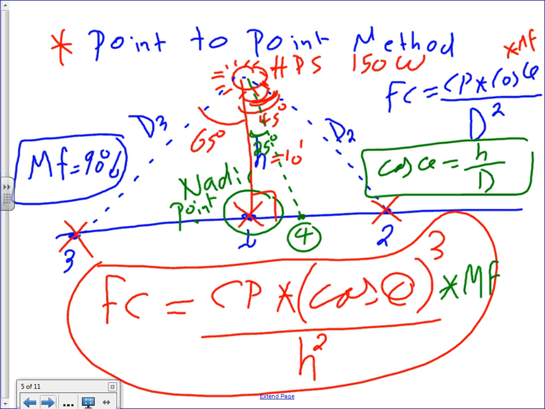Before we go there, let me repeat myself one more time. I have a fixture, high pressure sodium, 150 watts. And I'm asking you to do the following. Find a foot candle at 4 points. Point 1 right underneath the fixture. Point 2 at a 45 degree angle. Point 3 at 65 degree angle. And point 4 at 25 degree angle.